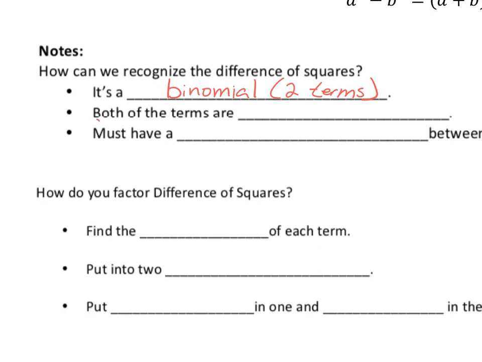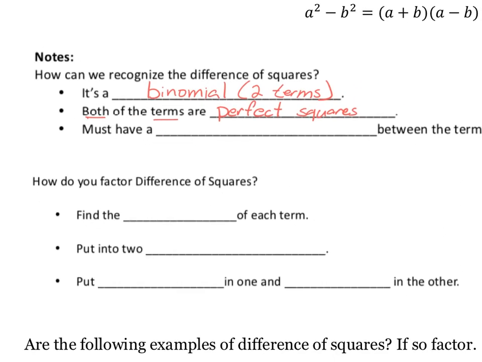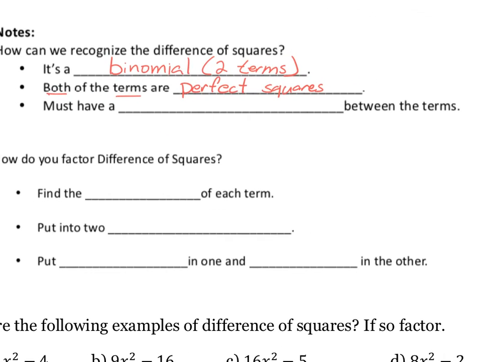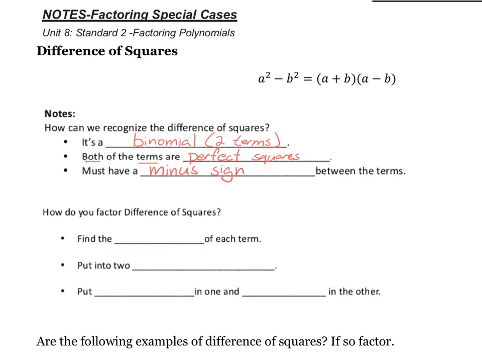Next, you have to notice that both of the terms are perfect squares. So what I showed you off to the left there. And then the last thing you have to notice is it must have a minus sign between the terms. And the rule is often written as you see right here.